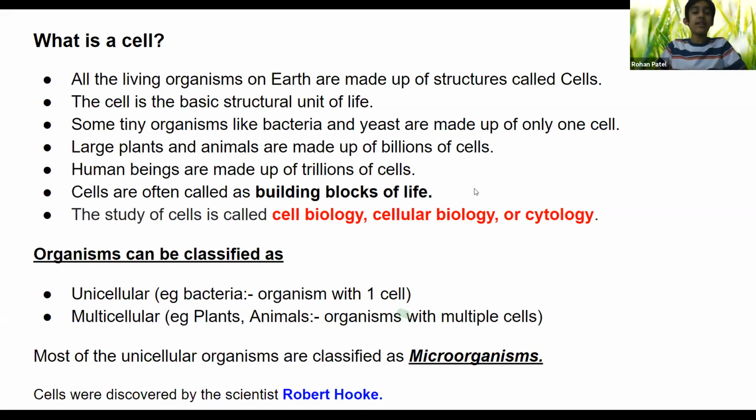So organisms can be classified as unicellular or multicellular. So of course, we are multicellular. We know multi means more, lots. So lots of cells. That's all organisms, plants and animals. And then we have the unicellular organisms, which are only bacteria. They only have one cell. Bacteria might have one cell, but us and all other organisms like plants and animals, we have billions to trillions of cells. Most of the unicellular organisms are classified as microorganisms. Cells were discovered by the scientist Robert Hooke.